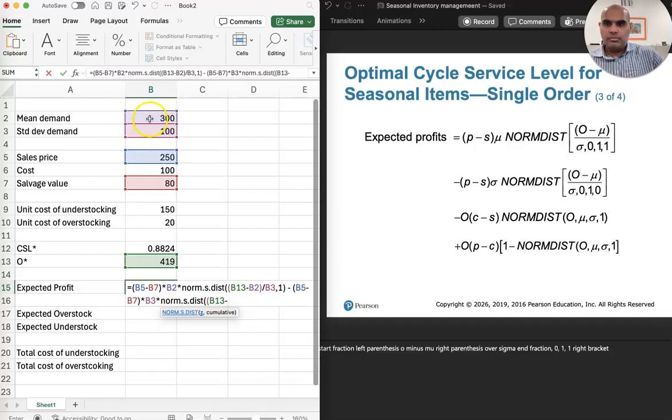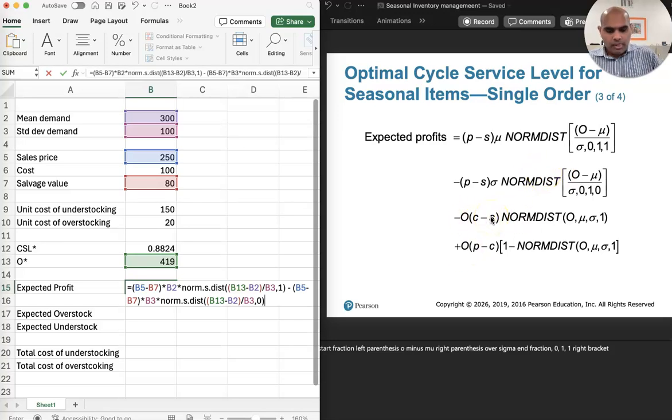minus mu divided by sigma. I know this is involved, so please forgive me. O minus mu divided by sigma, and this time it's comma 0, because we are not using the cumulative distribution. We're just using the basic probability distribution. So that was the second part of the formula.